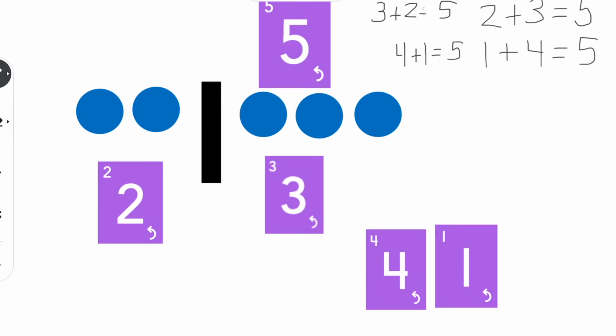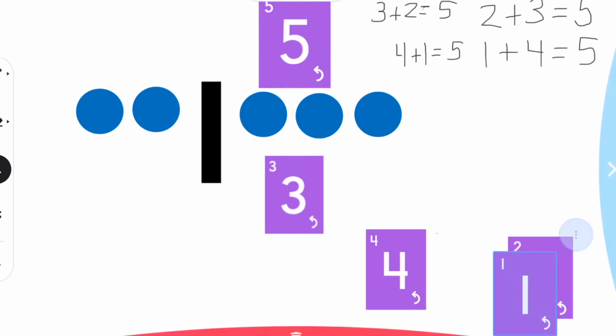Let's see all these different ways that we have to make 5. Right here, these are two of the inverse or the opposite. 3 plus 2 equals 5. The same as 2 plus 3 equals 5. Ooh. Now we have 4 plus 1 equals 5. The same as 1 plus 4 equals 5. So there are so many different ways for us to make that number. Let's try it one more time with a new number.